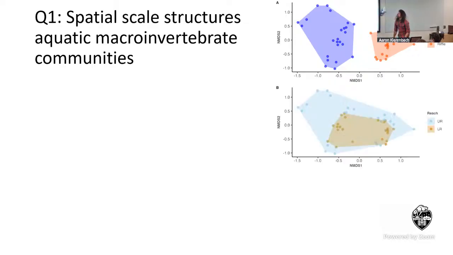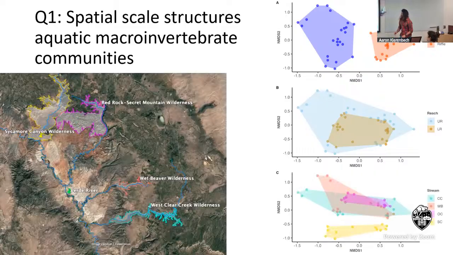For the next spatial scale, we have reach. The reach spatial scale tells a little bit of a different story. They do overlap in species space. However, the upper reaches have a much larger dispersion compared to the lower reaches. This probably indicates that the upper reaches are much more isolated in space from each other, as well as with network connectivity. And so those may be driving the factors that we see there.